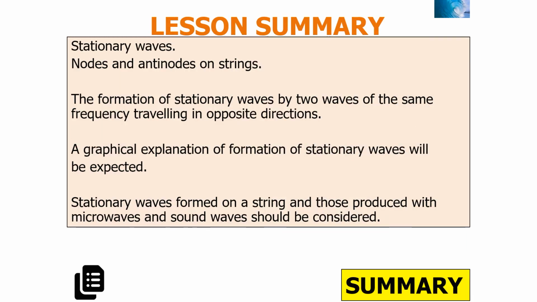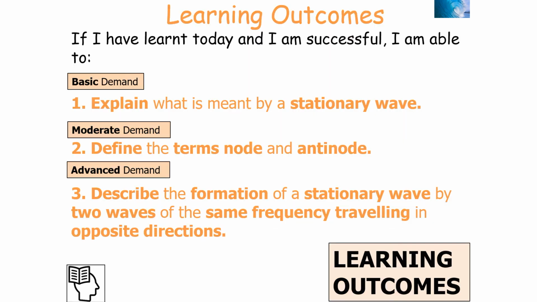So if we can summarize what we've learned in today's lesson, we should be aware of what a stationary wave is, an understanding of what nodes and antinodes are on strings, the formation of a stationary wave by two waves of the same frequency travelling in opposite directions, and a graphical explanation of the formation of stationary waves will be expected. You can also produce stationary waves on a string and stationary waves with microwaves and sound waves as well. So if we've been successful in today's lesson, we should be able to explain what is meant by a stationary wave, define the terms node and antinode, and describe the formation of a stationary wave by two waves of the same frequency travelling in opposite directions.